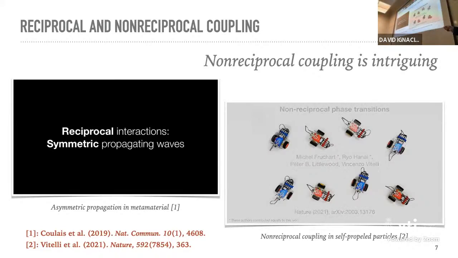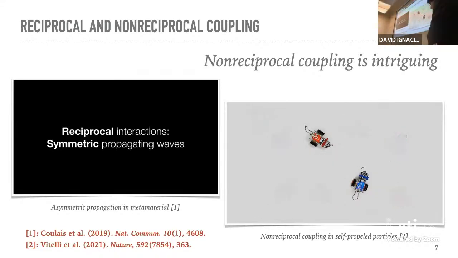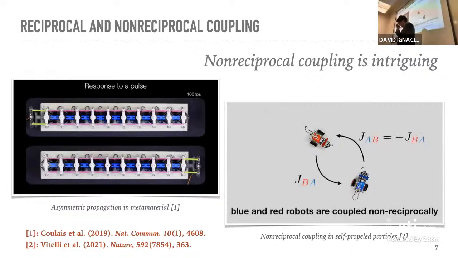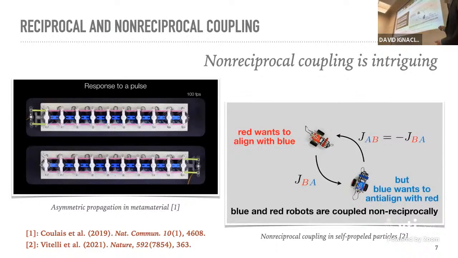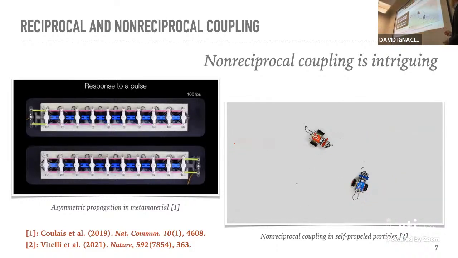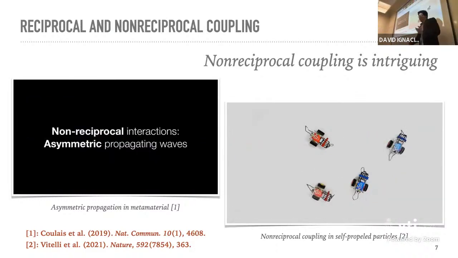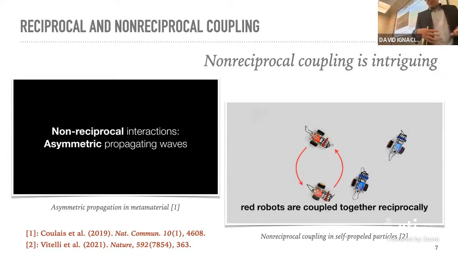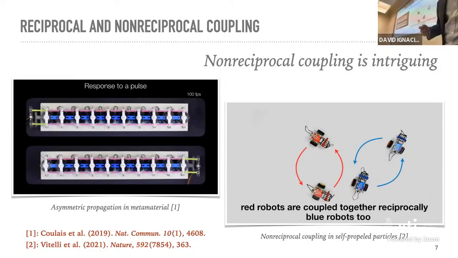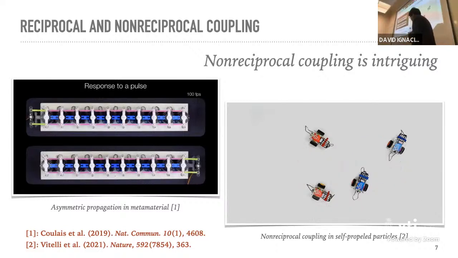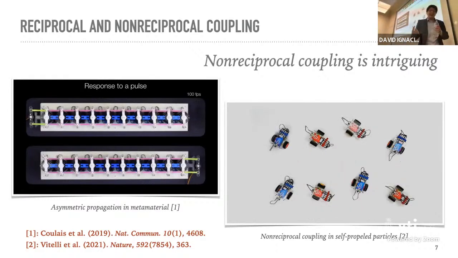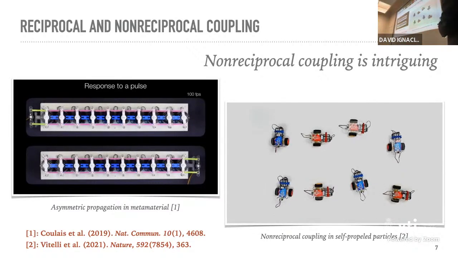And for instance, if you start to give more degrees of freedom, in this case, these are like self-propelled particles, and you have two species with non-reciprocal coupling, you can start to create, for example, rotations without an external torque. So non-reciprocal coupling is able to create really fascinating dynamical behavior.